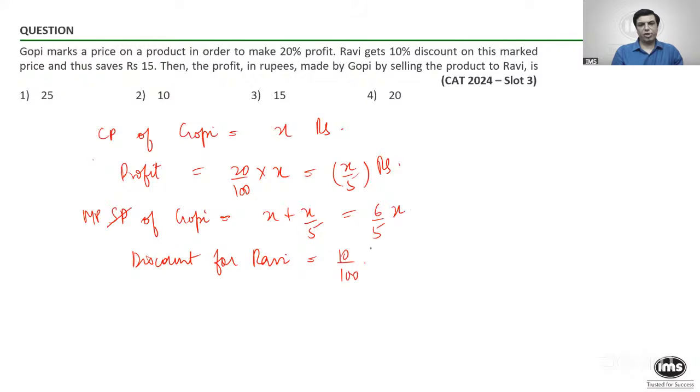10% as a fraction is 1 upon 10. Right? So if we calculate, this is 6 by 50x or 3 by 25x. So this is the discount that Ravi is getting. So now what is the selling price?